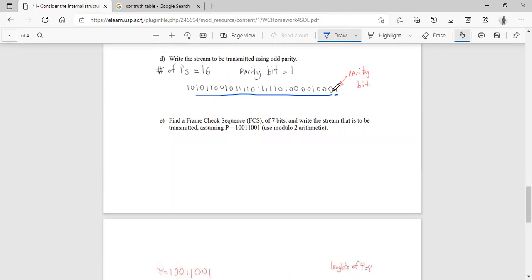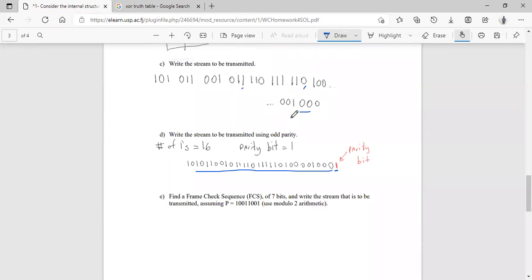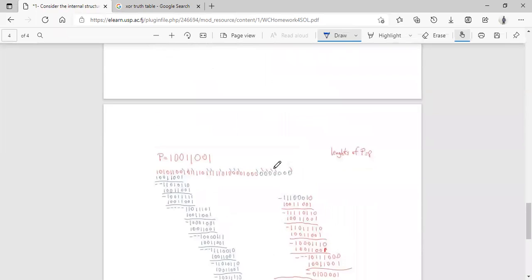We forget about this parity bit. Our main data is this particular code. This is the data that we need to transmit, the stream that needs to be transmitted. So we write the stream of data that needs to be transmitted, up till here. Our last code is basically 000, so 1000.